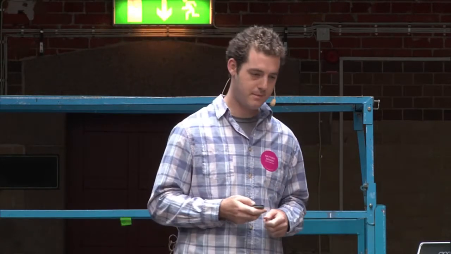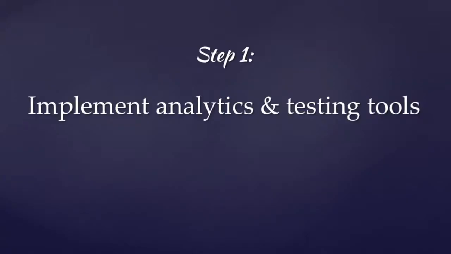Now, there are 6 steps to the distribution hacking framework. Let's go through them. Step 1, implement analytics and testing tools. Like I mentioned, we want to be as scientific as possible. We want to be as data-driven as possible. So the way to do that is to have the tools in place to measure everything and test what we need to test.